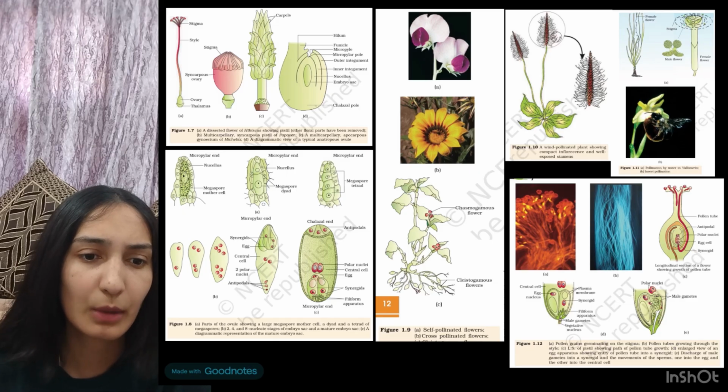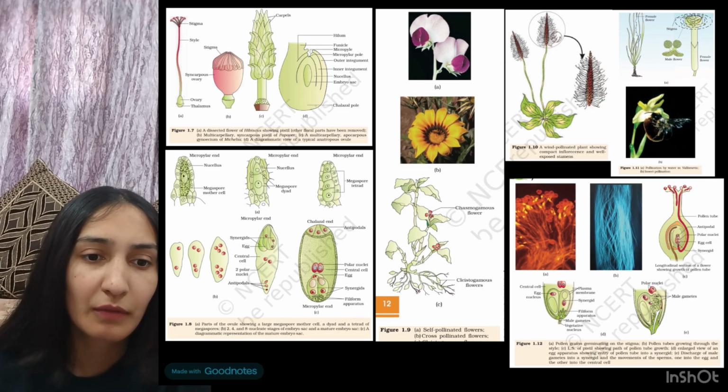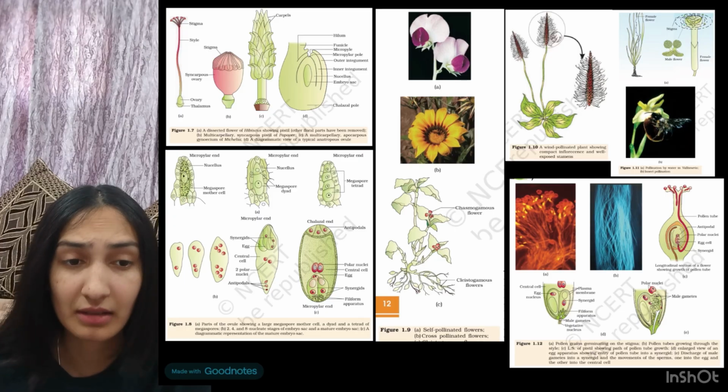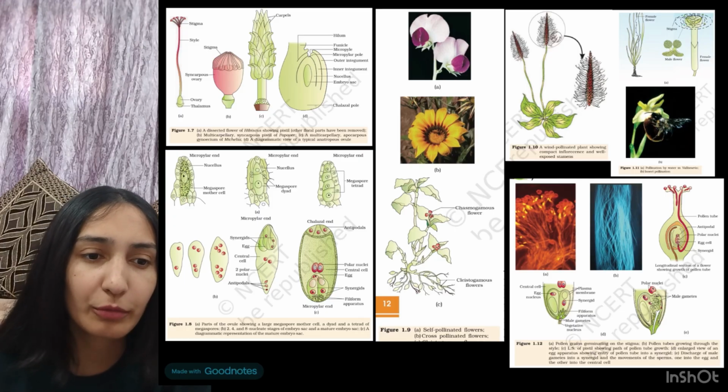Next we have figure 1.12, and A depicts the pollen grains which are germinating on the stigma. Then B depicts the pollen tubes which are growing through the style. You can see they are very similar to tubes. Then in C we have the LS of pistils showing path of pollen tube growth.